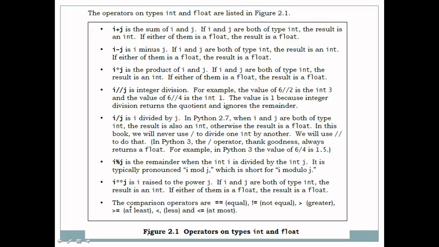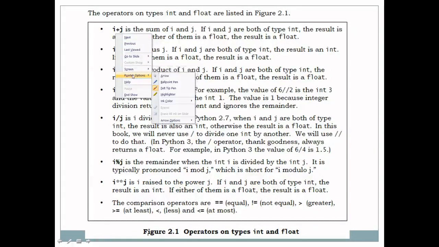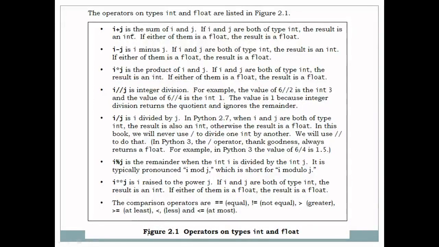Okay, look at some of the operators which can be used on integer and float types. Look at the first one. It is i plus j, the sum of i and j. So the operator plus is used for summation. If both i and j are int, the result is integer. If either of them is float, the result is float.